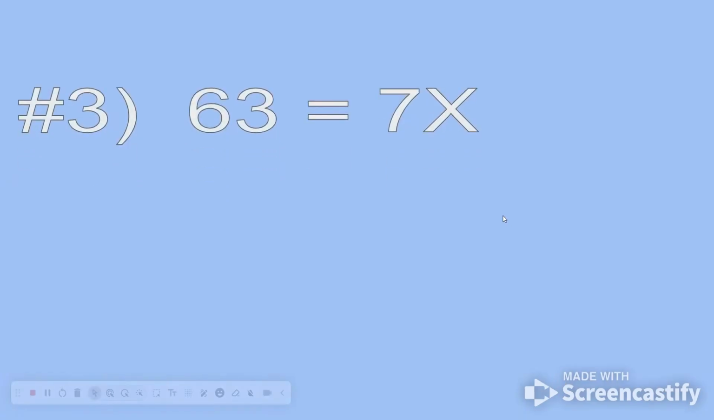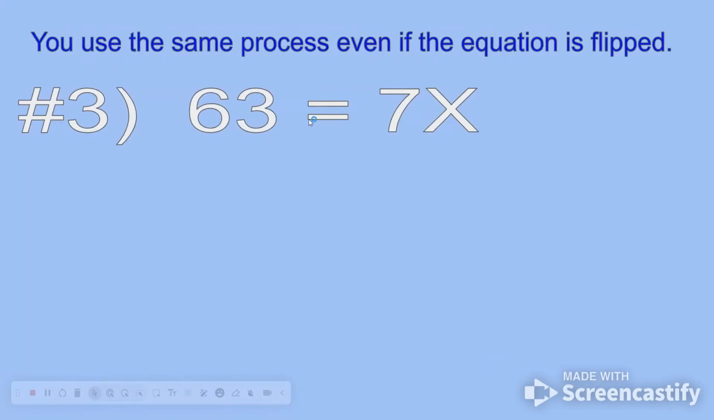Okay, so let's look at a couple more examples. This time I've flipped the equation. Now the x is on the right instead of the left. Good thing is, it doesn't matter. Regardless of what side your variable's on, when you solve an equation, you do the opposite process. So if I've got this flipped, this still means 7 times x.